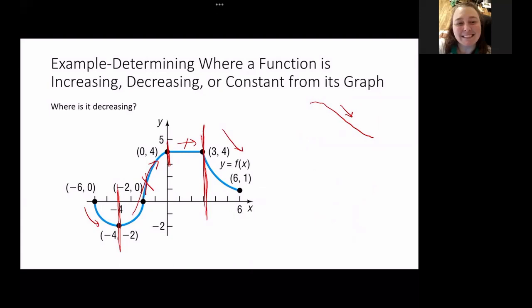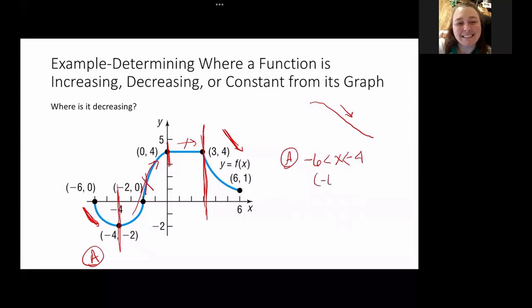Okay, so we've got two separate areas where we're decreasing. We're sliding on this left and we're sliding on this right. So we need two sets of information. Let's look at part A over here first. For part A, we are going from -6 to -4.